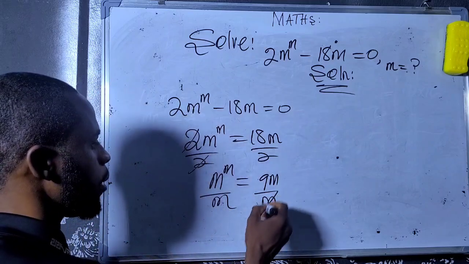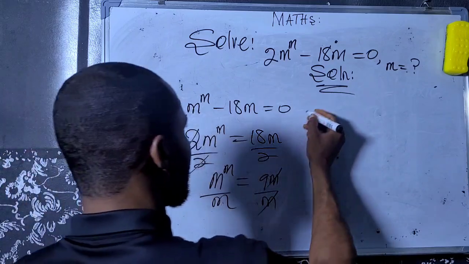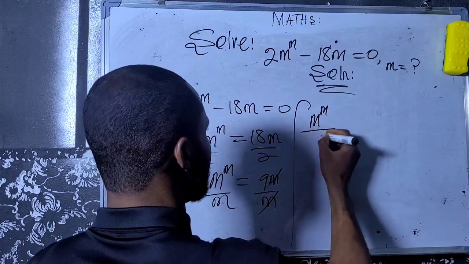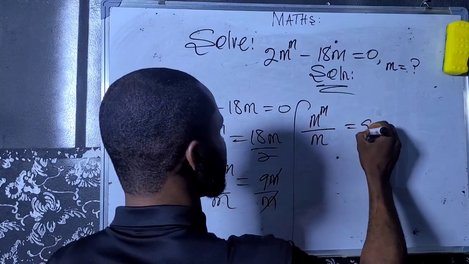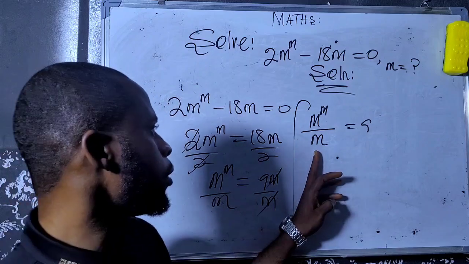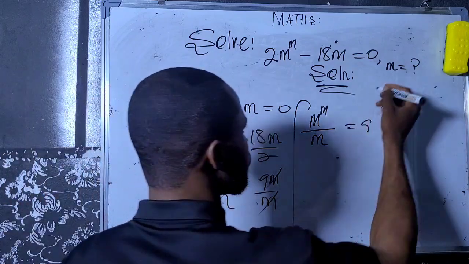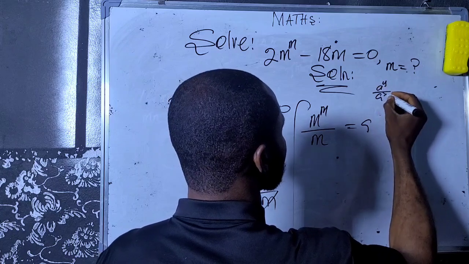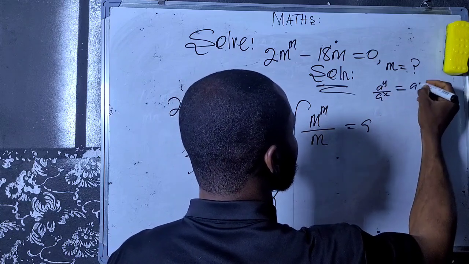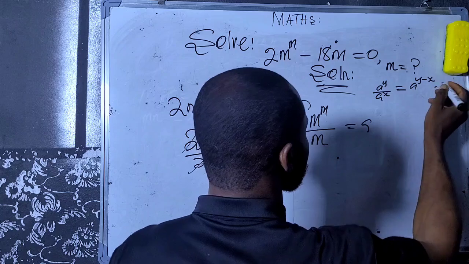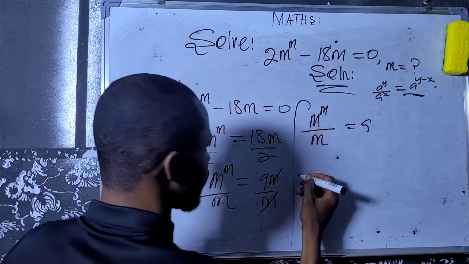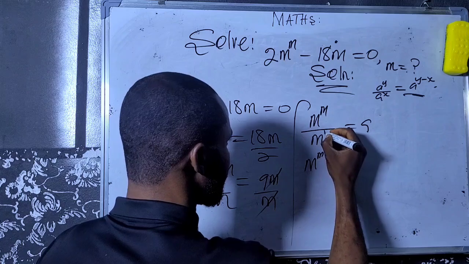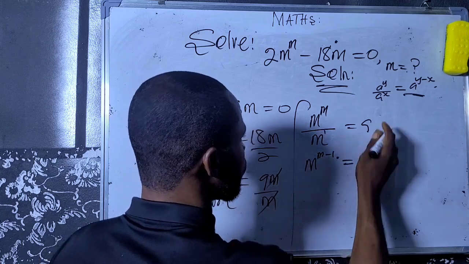Then here m will eliminate this m, and the equation becomes m to the power of m divided by m equals 9. Then from indices, recall that if you have a to the power of y divided by a to the power of x, that is equivalent to a to the power of y minus x. Now we are going to apply this here, and we're going to have m to the power of m, here as a power 1, minus 1 equals 9.